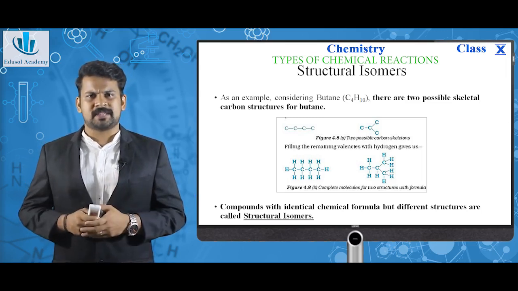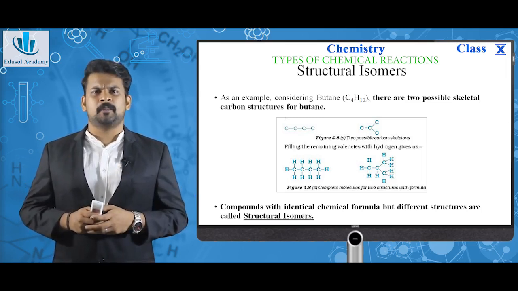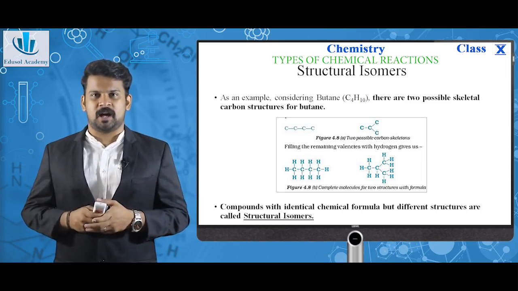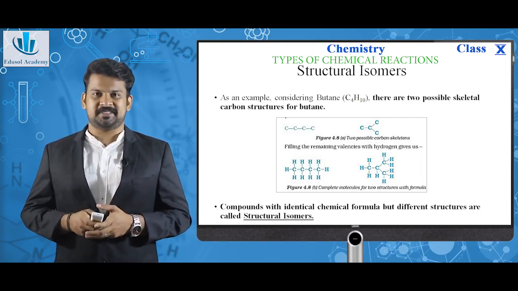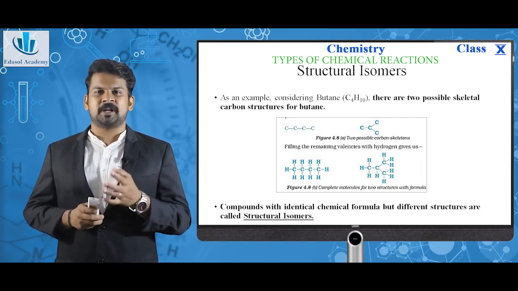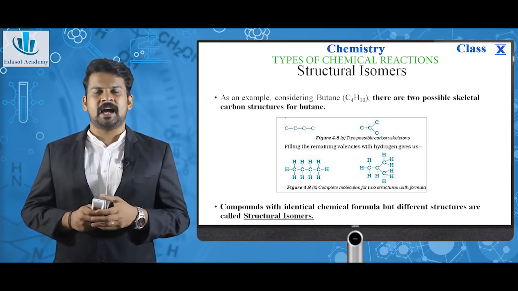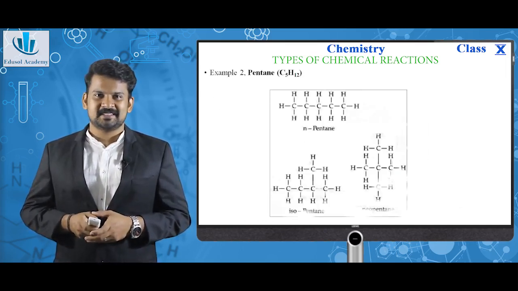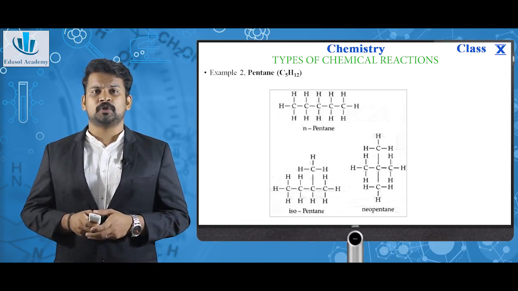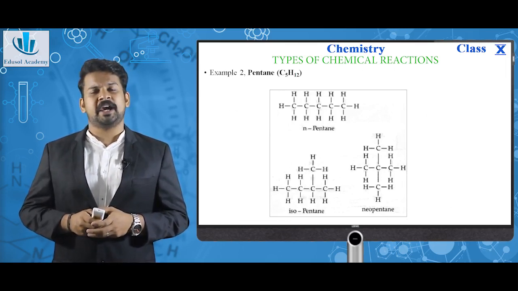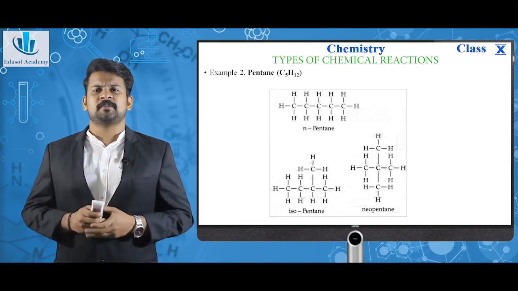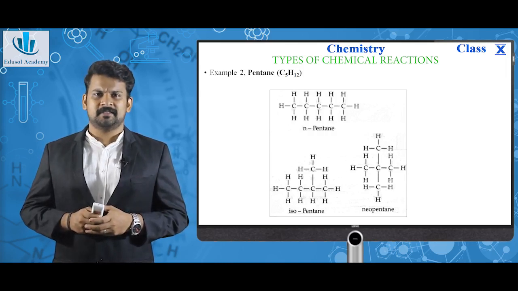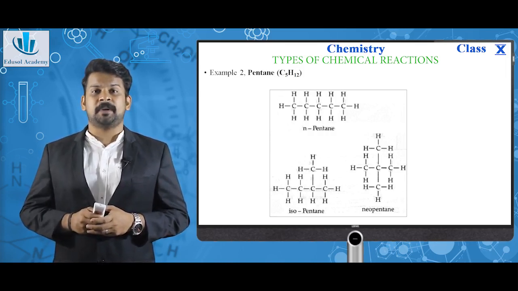These kinds of compounds having the same formula but different structures are called structural isomers. This is a particular classification of the hydrocarbons. For another example, let's look at normal pentane, C5H12. There are 3 possible isomers for pentane: isopentane, neopentane and normal pentane.